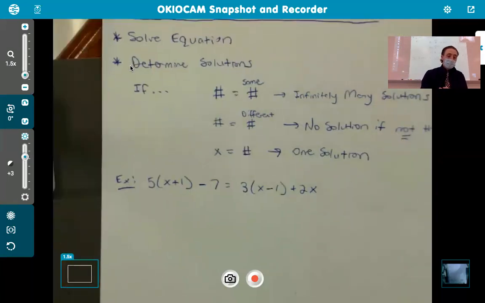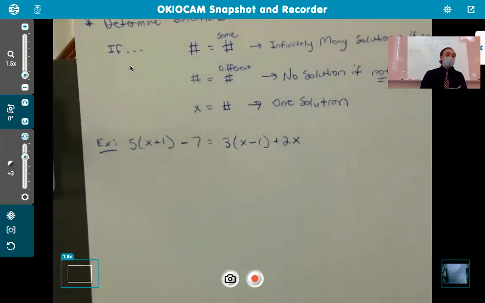All right. So this first example here, I have 5 times the quantity x plus 1 minus 7 equals 3 times quantity x minus 1 plus 2x. So you see I have some distribution. I'm going to have some combining like terms on both sides, things that we've seen up until this point. Let's take a second, jot that down if you need.